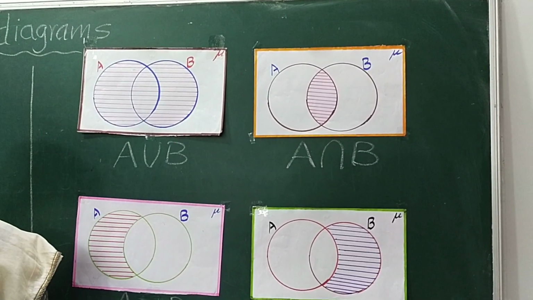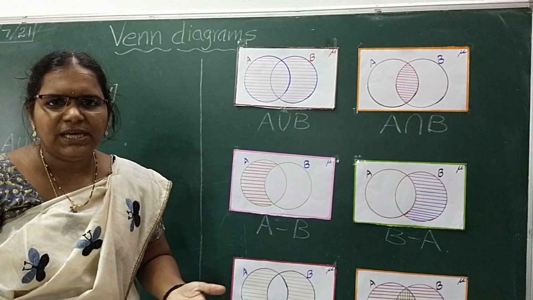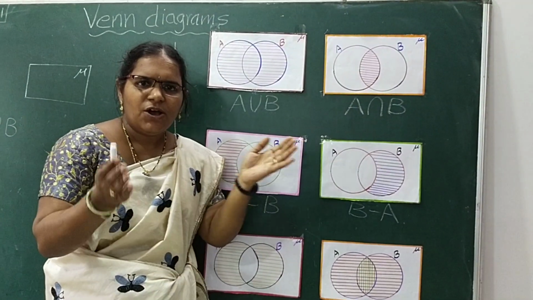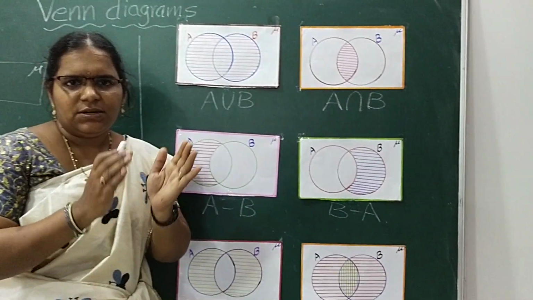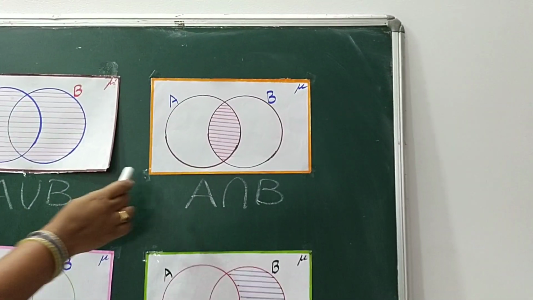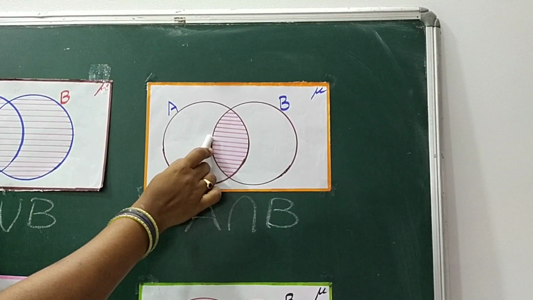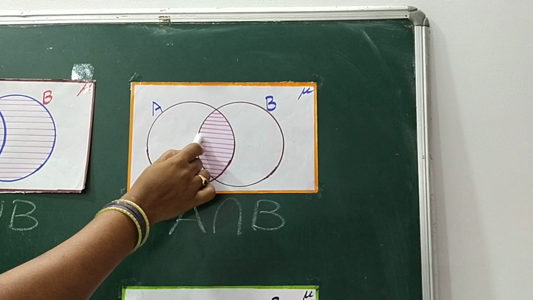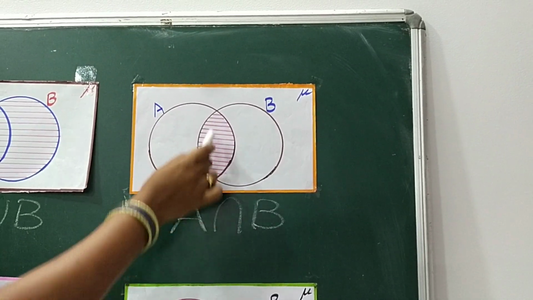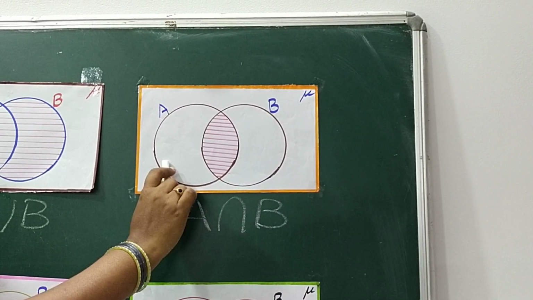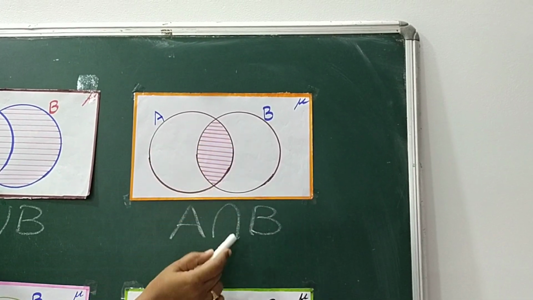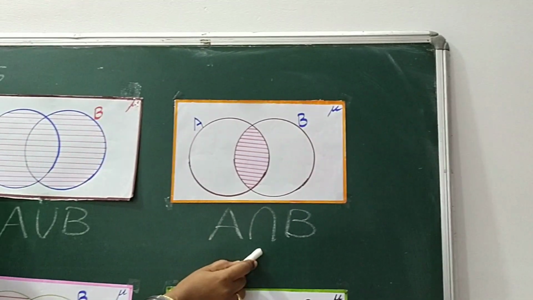Then next one is A intersection B. A intersection B means only the common part, the common elements. This circle represents A, this circle represents B. The two circles intersect in this portion. This is the common part of the two circles. So this portion represents A intersection B.